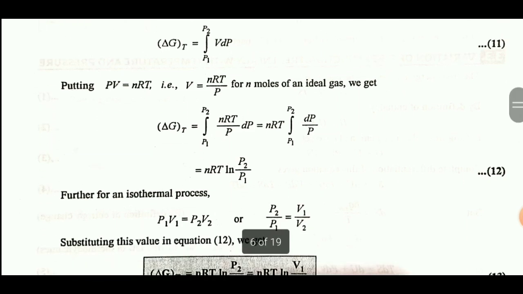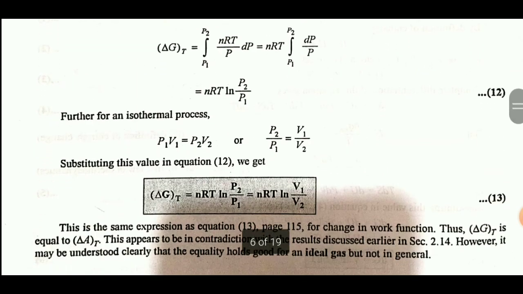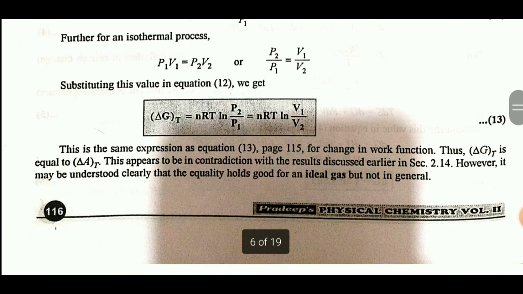Putting PV = nRT, that is V = nRT/P, for n moles of an ideal gas, we get nRT log P2/P1. Further, for an isothermal process, P1V1 = P2V2, or P2/P1 = V1/V2. Substituting these values in equation 12, we get ΔG at constant temperature equal to nRT log P2/P1, or nRT log V1/V2.